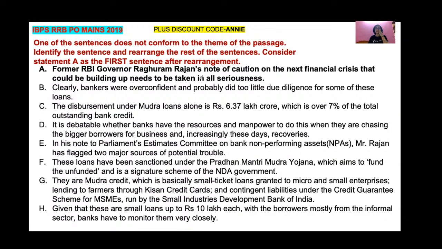Next, one of the sentences does not conform to the theme of the passage. Identify the sentence and rearrange the rest of the sentences. Consider statement A as the first sentence after rearrangement. So this means here you can see, you have A, B, C, D, E, F, G, H. Out of this, sentence A is fixed as the first sentence. Now out of the remaining sentences, one sentence is odd. It does not obey the theme of the passage. So at first you have to identify the odd sentence, and then you have to rearrange the rest of the sentences to form a meaningful paragraph. Okay, this is the question.